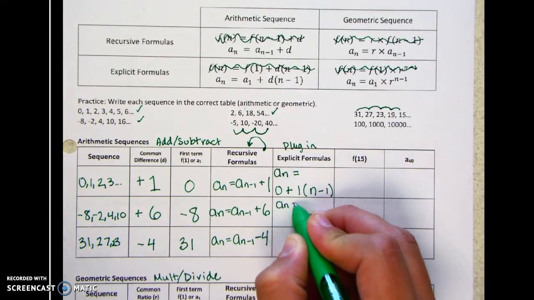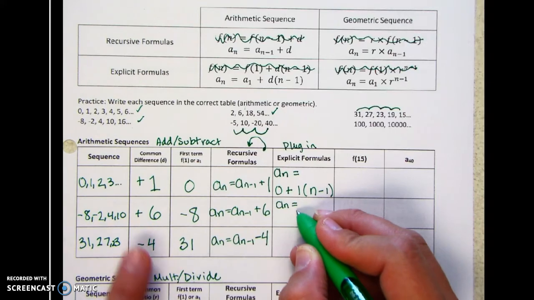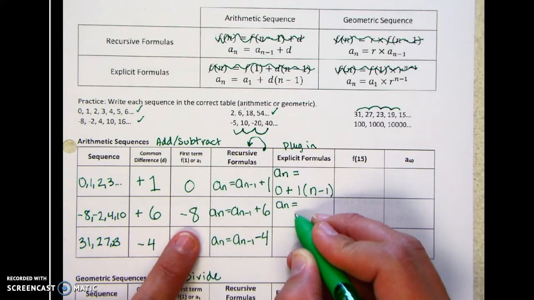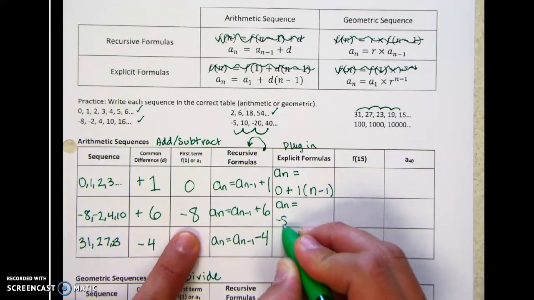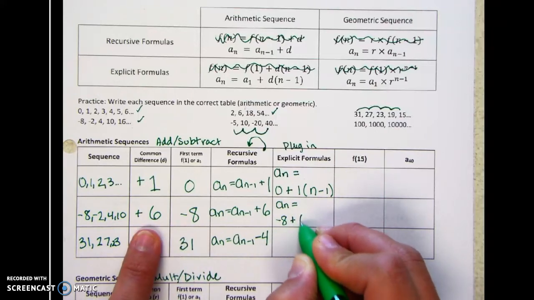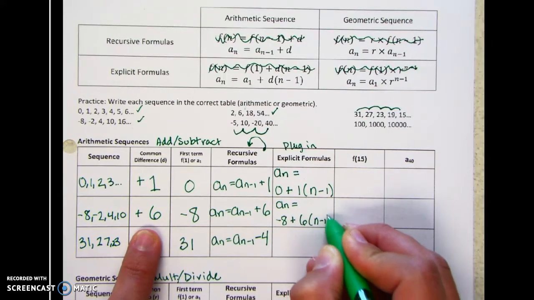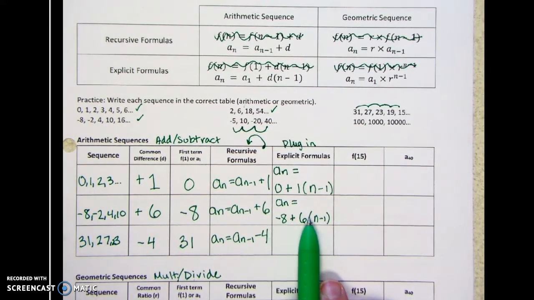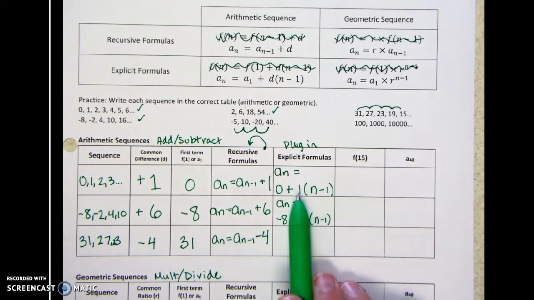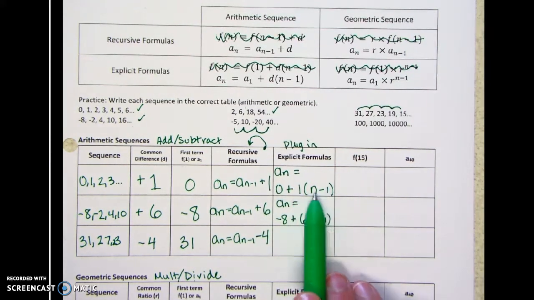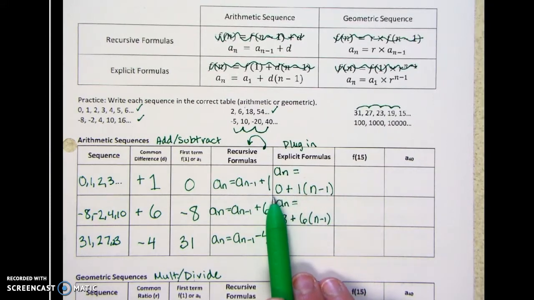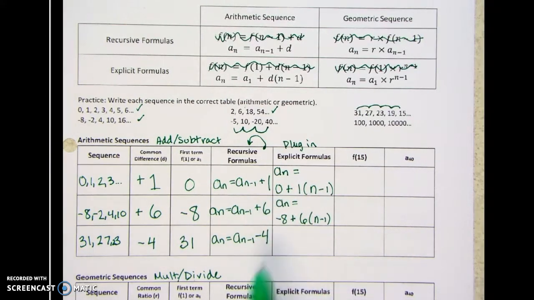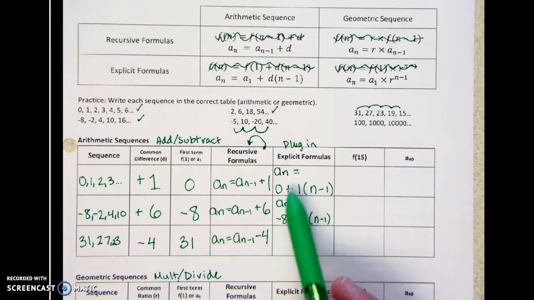A sub n equals the first term. So the first term here is -8 plus 6 times n minus 1. This should remind you of y equals mx plus b. So m is your slope, your common difference, times x, and then plus b. b is the y-intercept. b is your initial value, so that is the first number here.